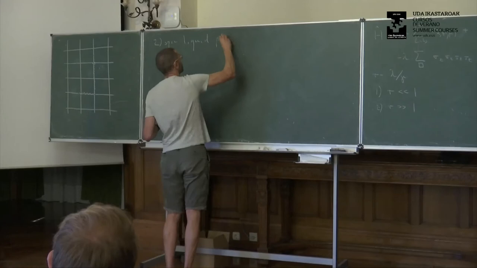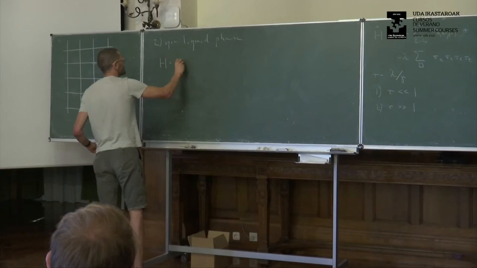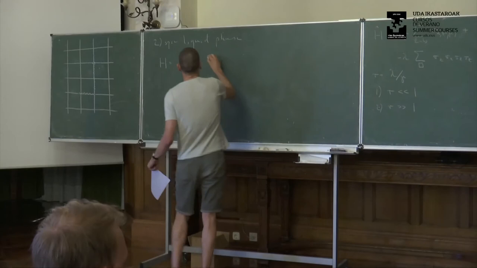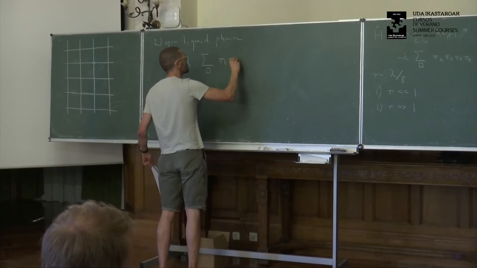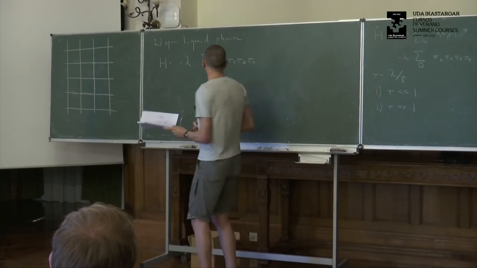And let me begin by writing the Hamiltonian once again. H equals minus lambda, product over sigma z. So that is our Hamiltonian now, purely magnetic. We can later add a perturbation of this type, but we don't do this for a moment. I want to add one more term to the Hamiltonian, and that is the following.